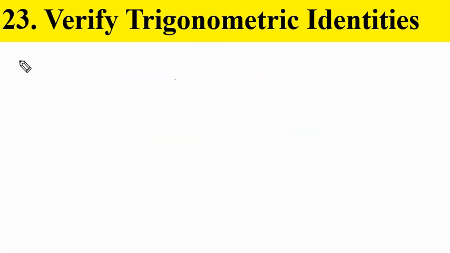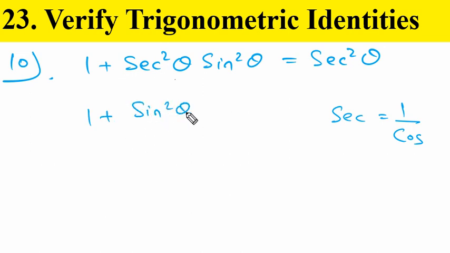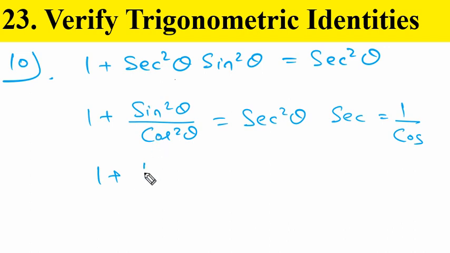Next question. Now in this one, 1 plus sec square theta sine square theta is equal to secant square theta. Now you know that secant is nothing but 1 over cos. So I will change this secant square, and write it as 1 plus sine square theta over cos square theta. I wrote the secant as 1 over cos, and sine over cos is tan.